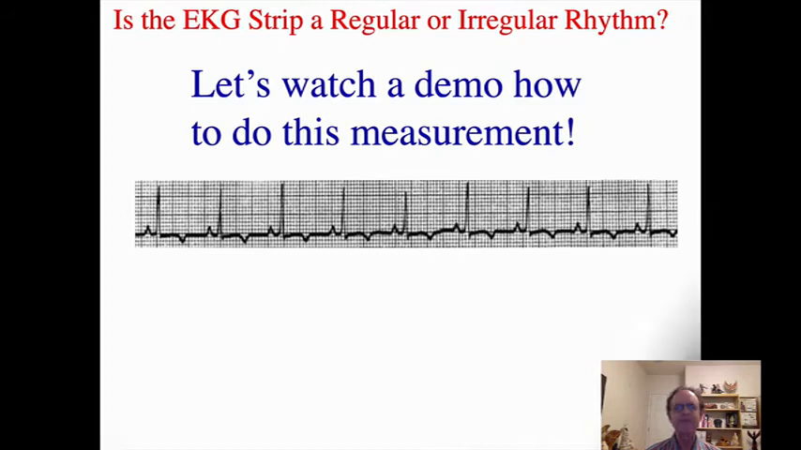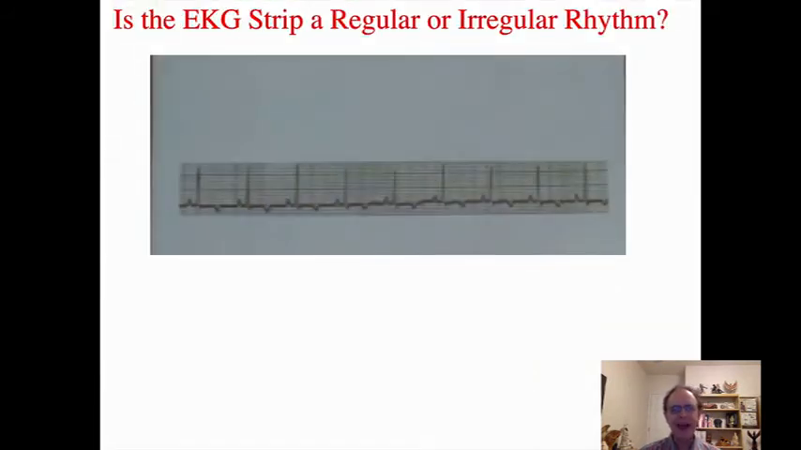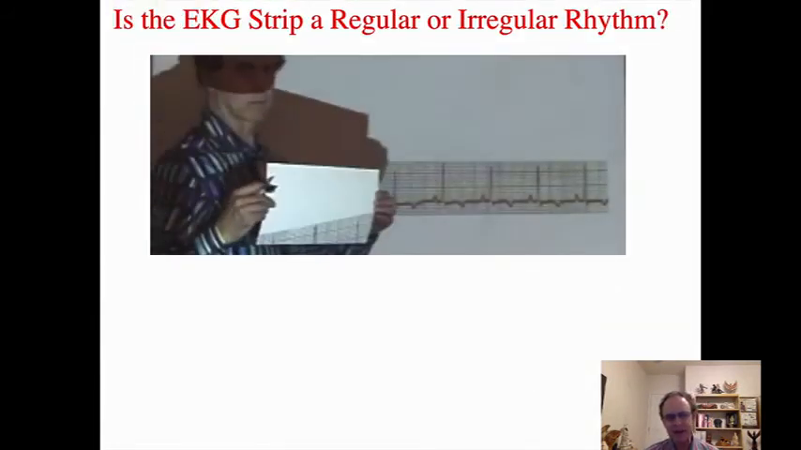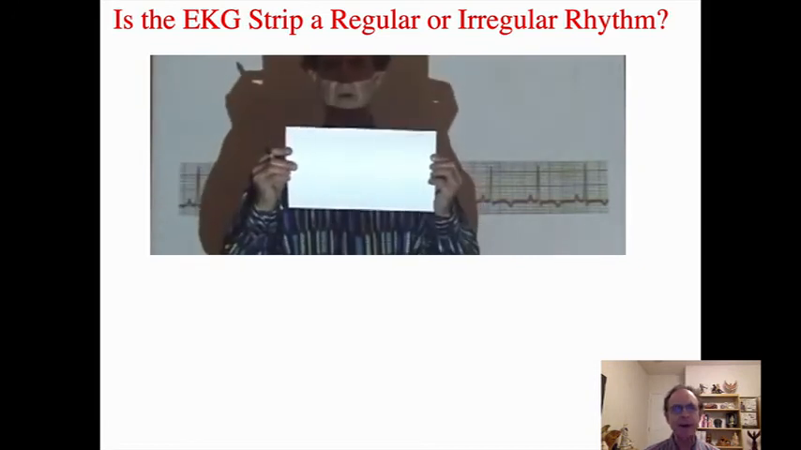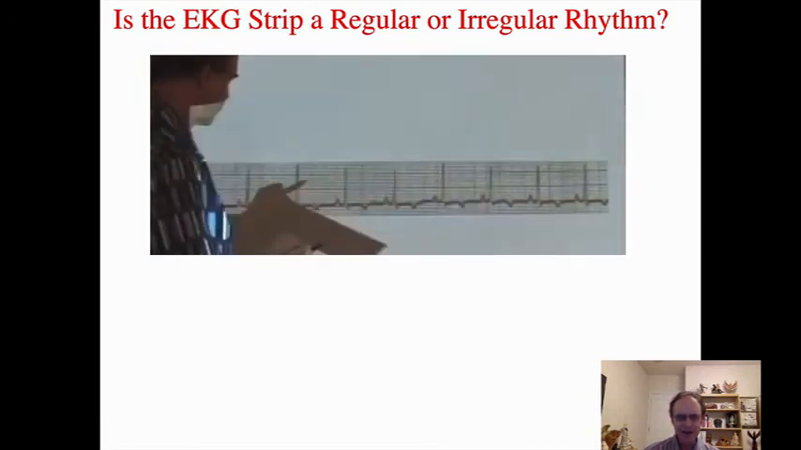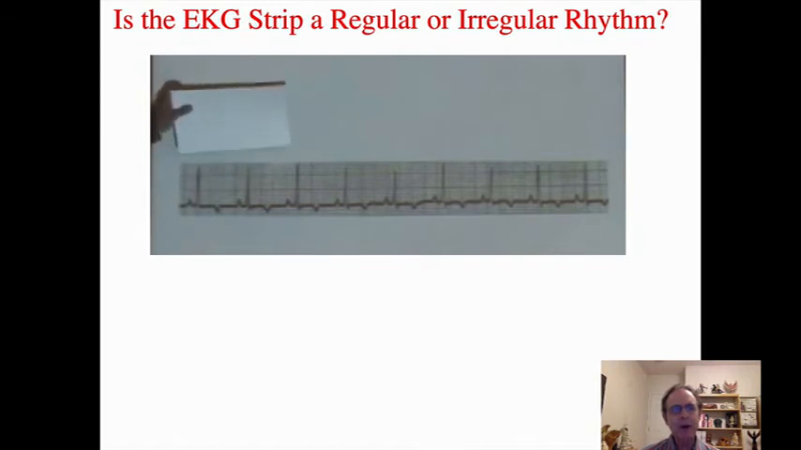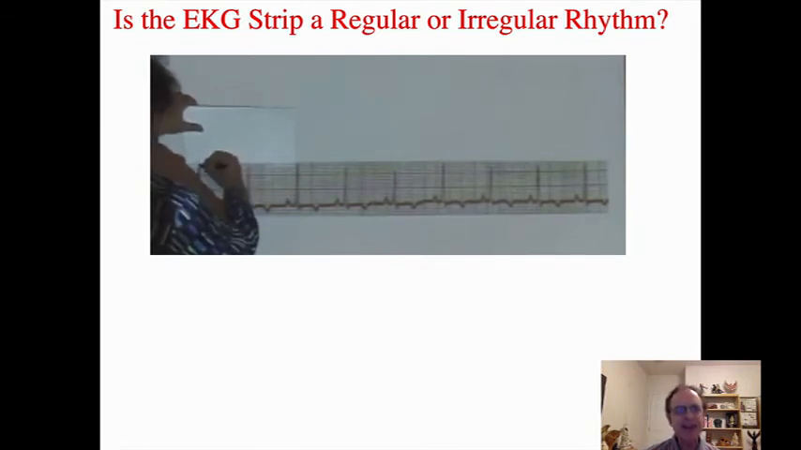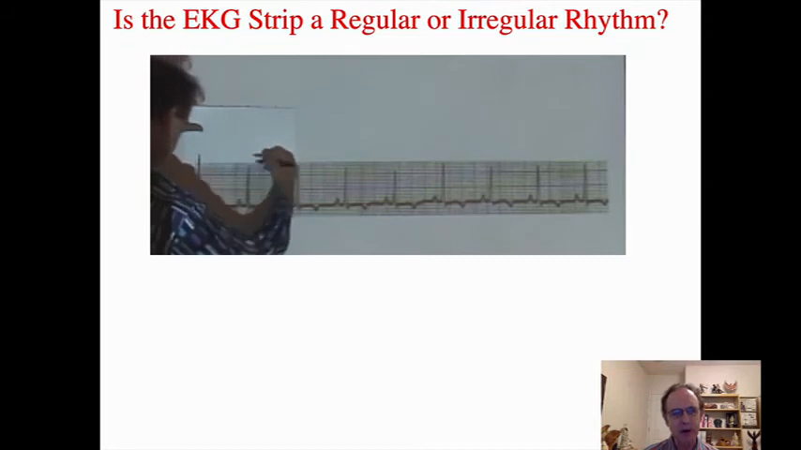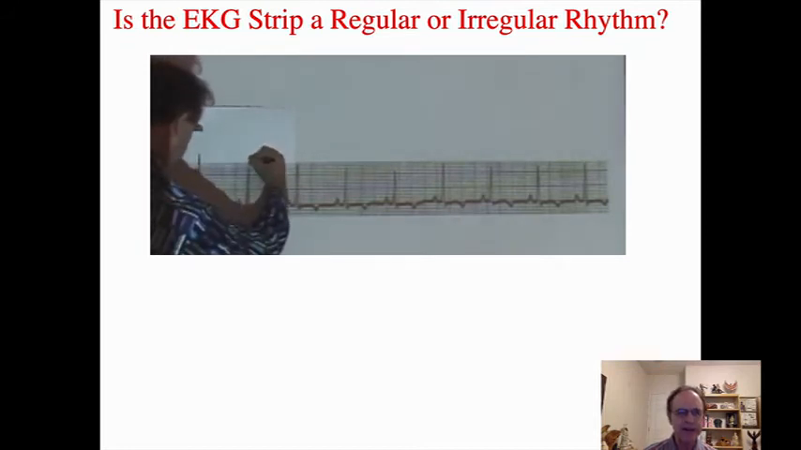Here we go. All right, here we have that same EKG strip. And for this, that's my card. Look how big it is. You always go from left to right. The first thing you do is establish the distance between your cardiac cycle number 1 and cardiac cycle number 2. Your R wave of the first cardiac cycle and the R wave of the second.